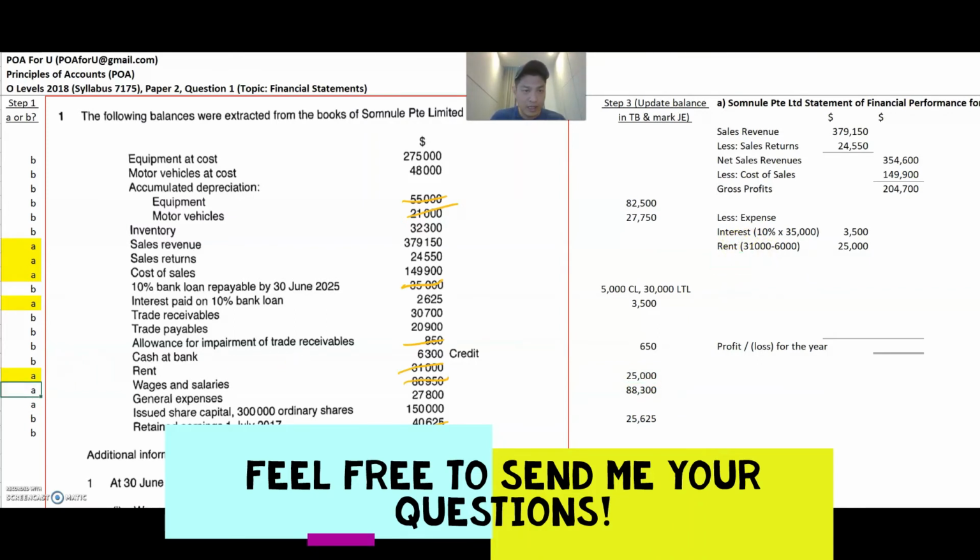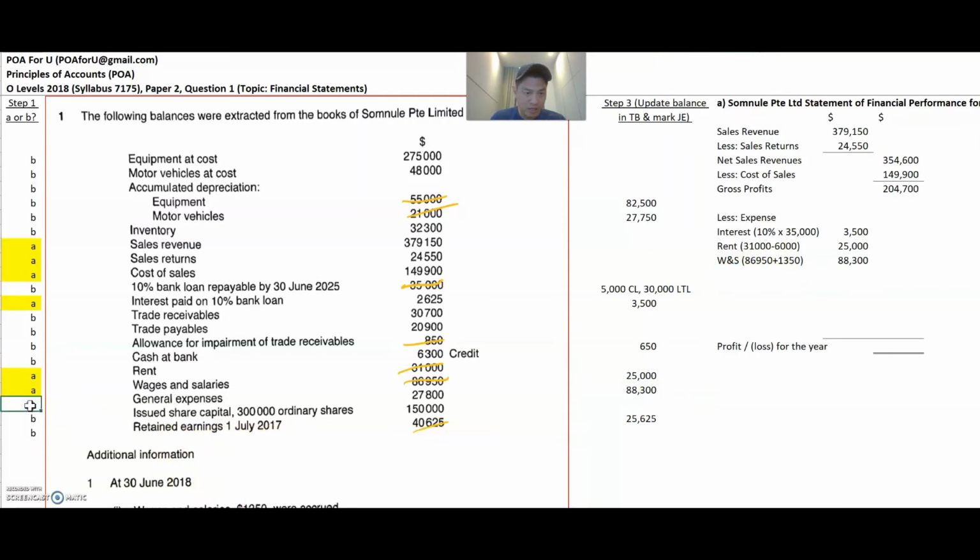Then wages and salaries, I'm going to move it across. I'm going to mark it across, and then I'm going to put here wages and salaries, the same thing. I put here 86,000, which is the original number, plus 1,350, which I have as a working here, and I've transported the working into this line here. Then the last one in this list of A is general expense. I'm going to mark it out, and then I'm going to mark it here as GE.